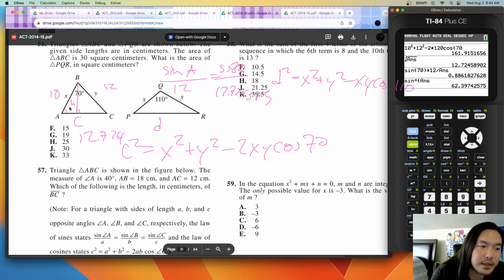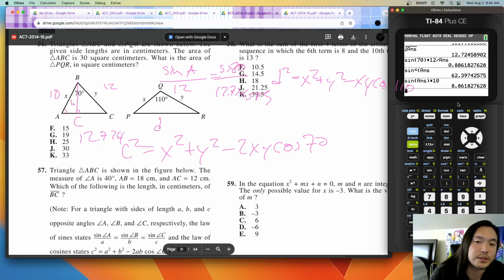Why did I do that? It's because I want to calculate this height. Once I have this angle, I can use trigonometry to calculate the height. So here, sine of this angle is going to be equal to h divided by x. So I can do sine of that angle times 10 to calculate a hypothetical h. So okay, this is the h. So if this is 10 and this is 12 and this is 70, what is the area of the triangle? It's going to be that number times 12.72458902 divided by 2.